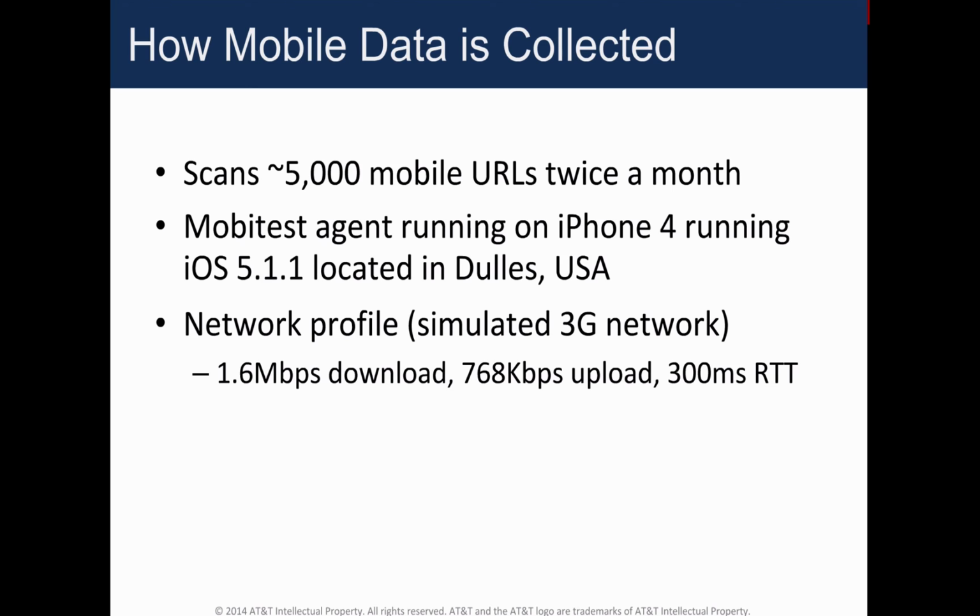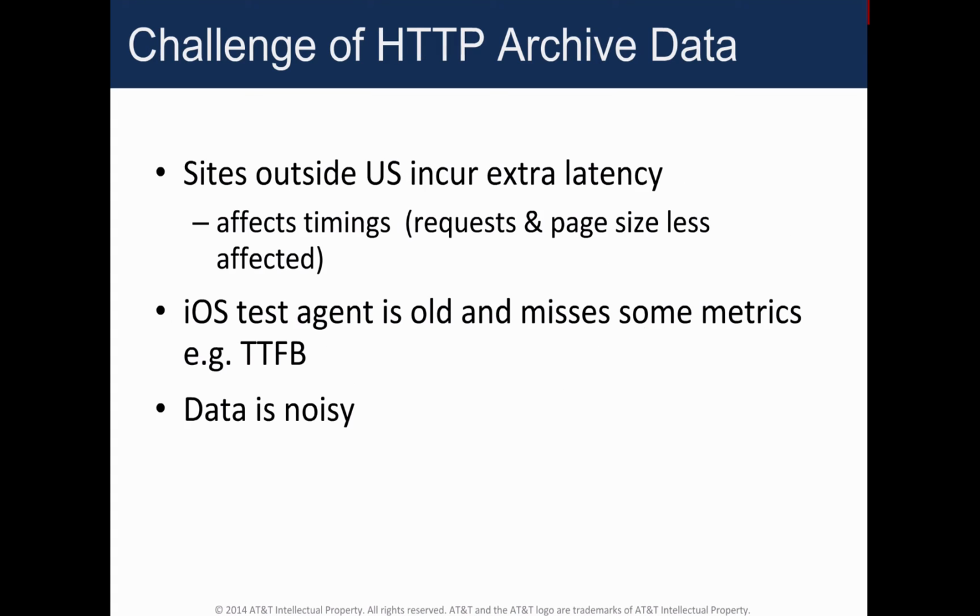And as we all know, mobile networks are pretty high latency. LTE, so 4G, is around the 100 millisecond mark. 3G can be anything up to 1,000 milliseconds, and it's latency that has the biggest impact on web performance. So that's what the HTTP Archive does. There are some challenges in that there are all sorts of sites in the mobile archive. Plenty of them are outside the US, in Russia and China, the UK, and they get some extra latency added. So this makes it a bit hard to compare sites and compare metrics. And the iOS test agent is old.